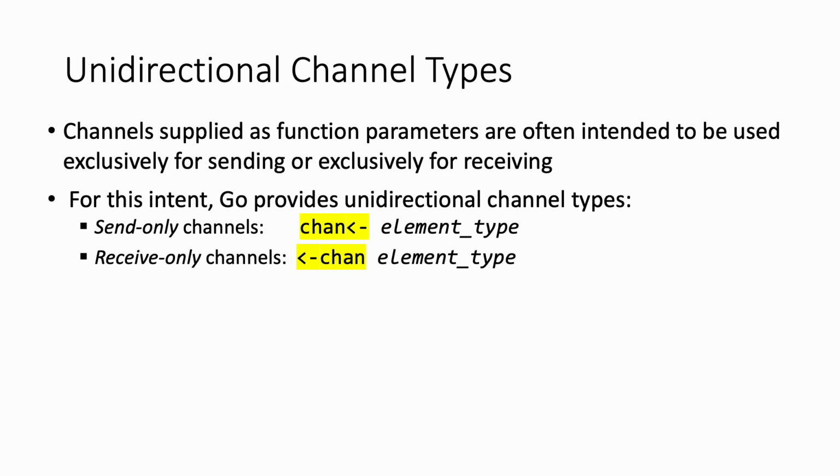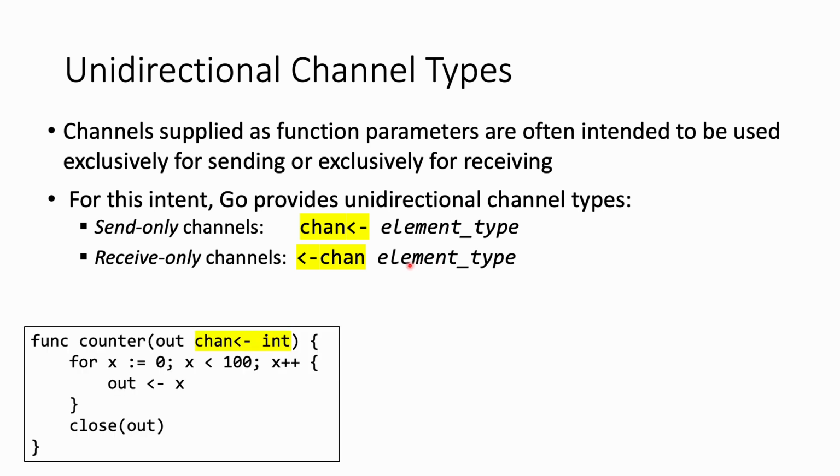The send-only channel type is written chan left arrow followed by an element type. This channel type allows sends but not receives. Conversely, the receive-only channel type allows receives but not sends. It is written starting with the left arrow, then the keyword chan followed by an element type.